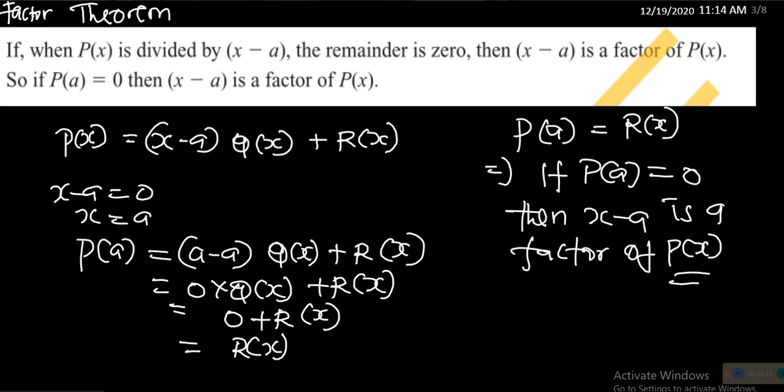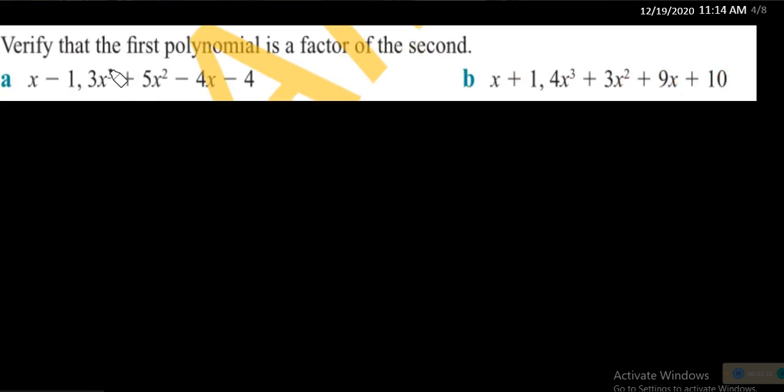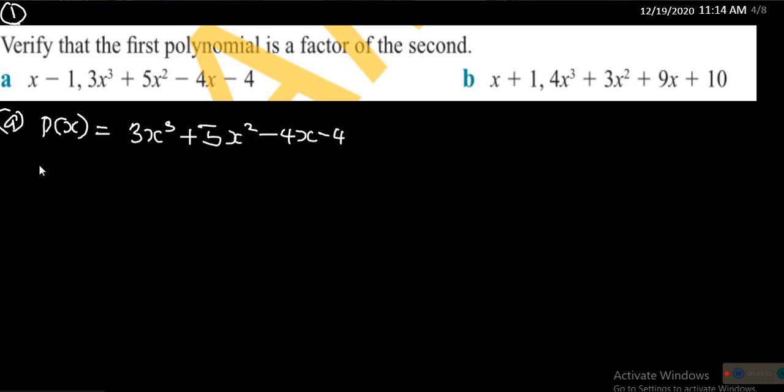So let's see the application in the following example. Example 1. Verify that the first polynomial is a factor of the second polynomial. Remember we will not use the long division method. We will use the method we've been using from the remainder theorem to check, which is shorter than using the division algorithm. So for a, we have p of x to be the second polynomial, 3x cubed plus 5x squared minus 4x minus 4.